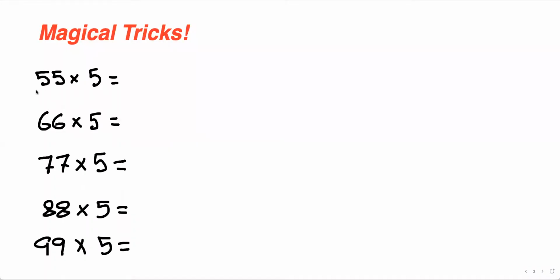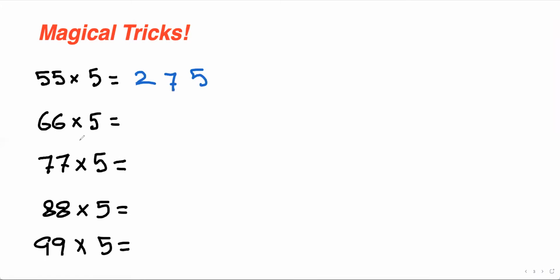So here's how it goes. If you have a 2-digit number with the same digit repeated and you multiply it by 5, you multiply one of the digits by 5, you get 25. So you just write 2 and 5 here. Add the 2 and 5, you get 7. You put that right here.